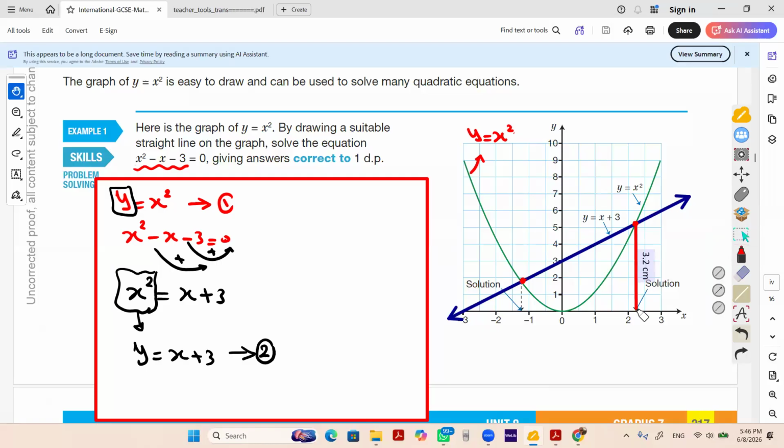is approximately 2.3, and the value of x here is negative 1.2, for example. So this point is 2.3 and 0, and this point is negative 1.2 and 0, sorry. These are the values of x that make this function equal 0.